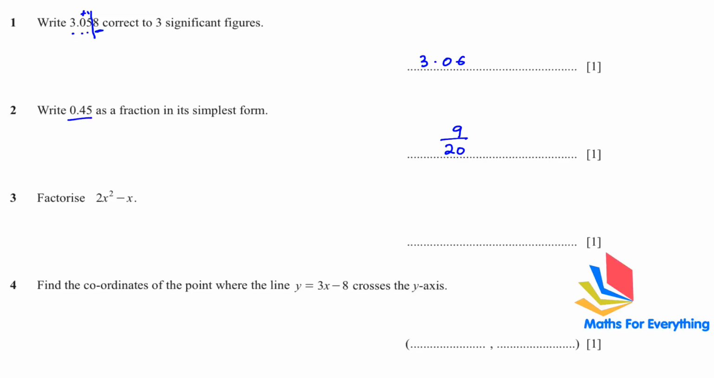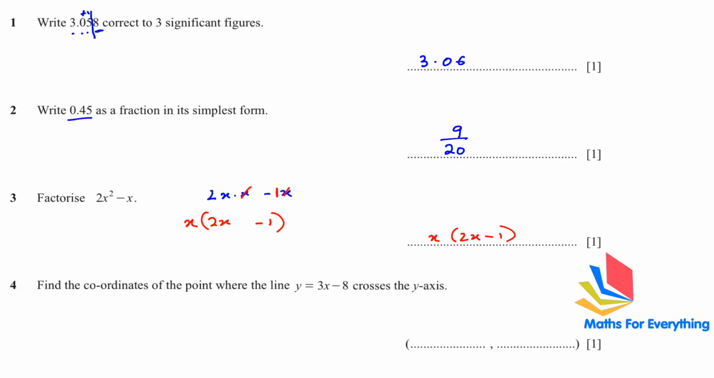Next, factorize 2x squared minus x. What does x squared mean? It means x multiplied by x, and minus x. What is common? x is common. So we factorize the x. What are you left with here? 2x minus... if there is nothing, this was 1x, right? So you put a 1 here. The answer is x bracket 2x minus 1.